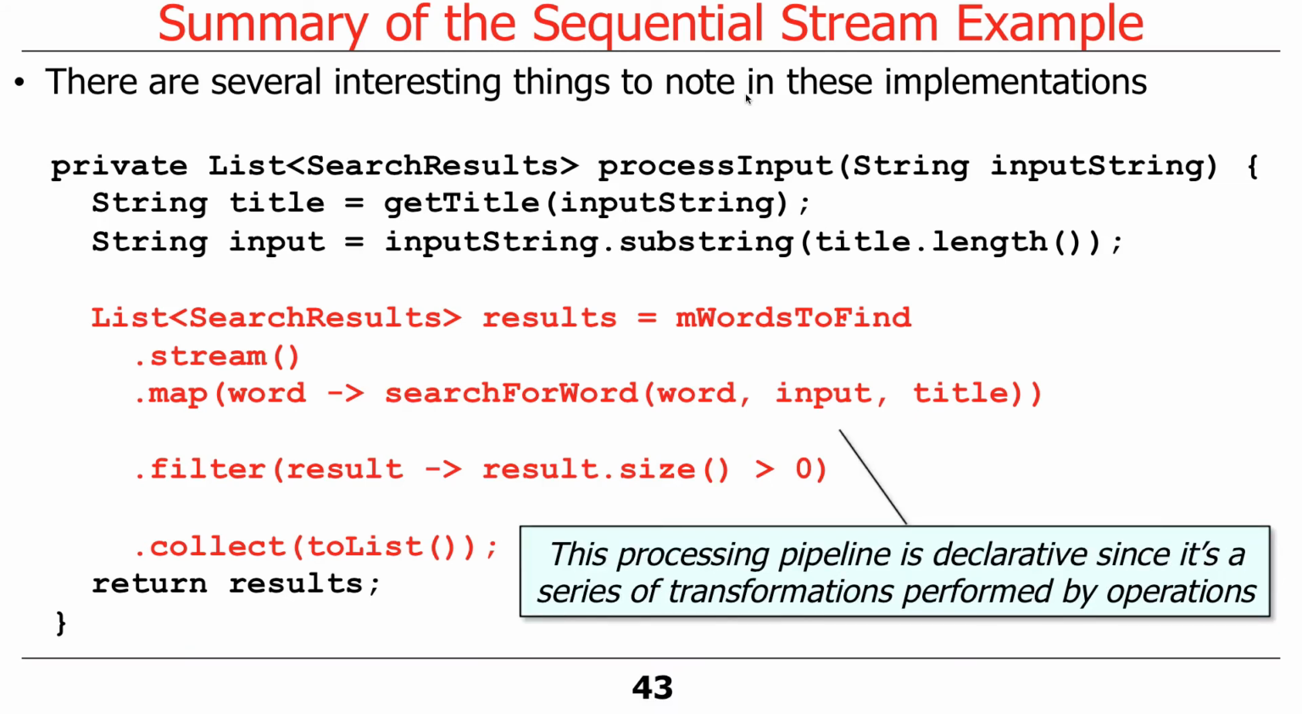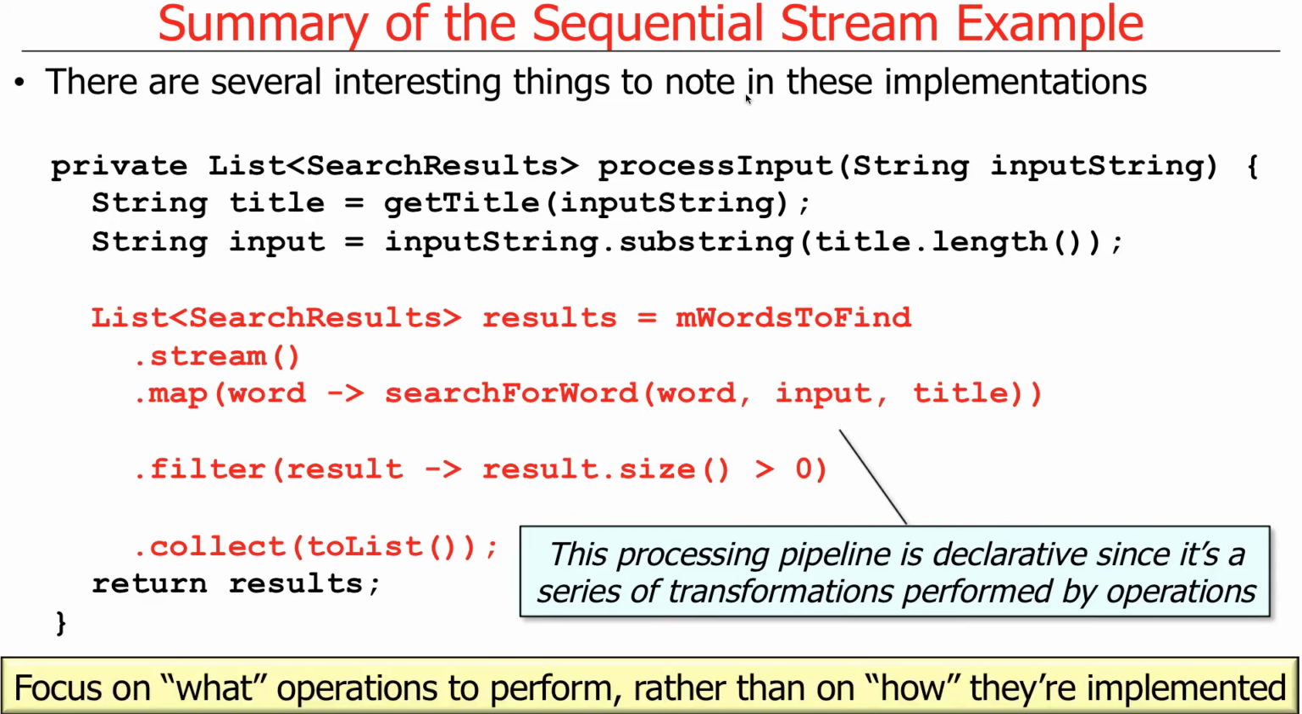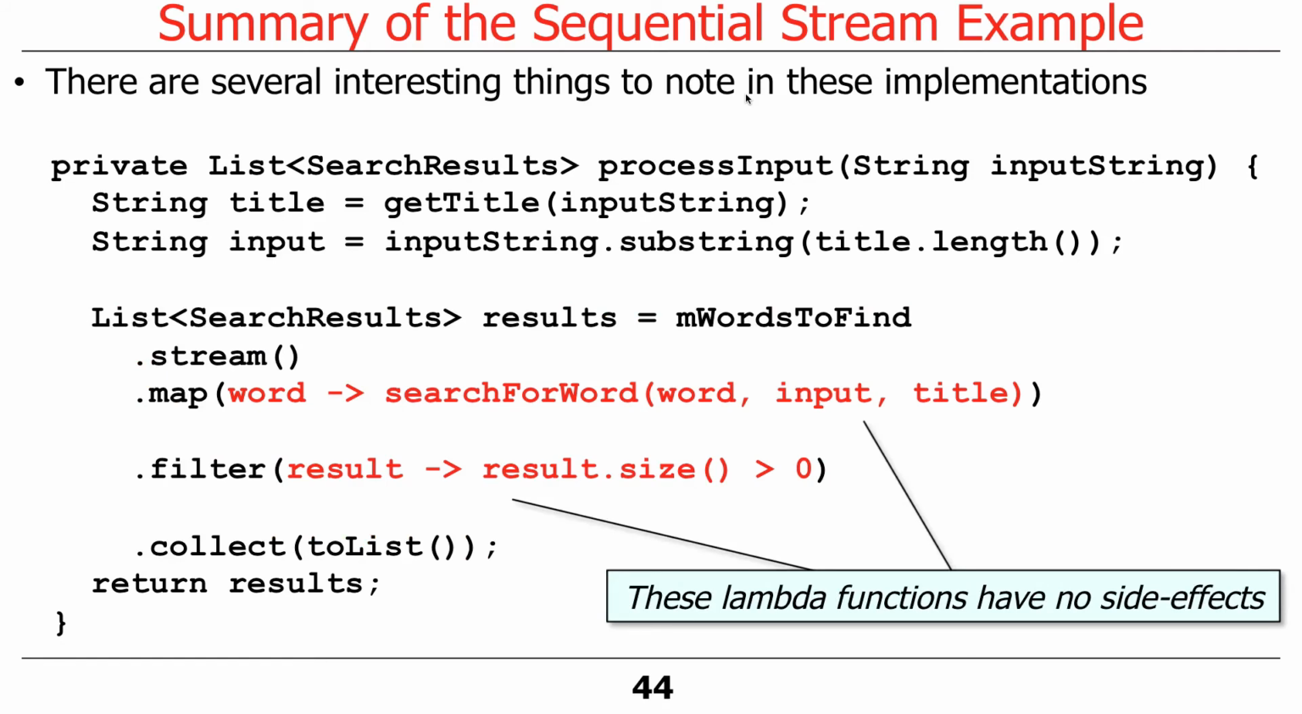And you can see that the processing pipeline is highly declarative. You just say what you want to have done. You don't say how to do it. It knows how to do it because it's based on streams. And so you're focusing on the what, not the how. You'll also notice that these Lambda functions here have no side effects. They do all the work on their parameters and return a result, and that's then used in the next step.